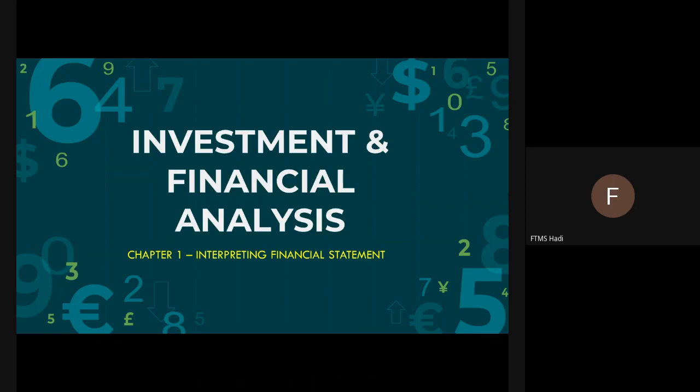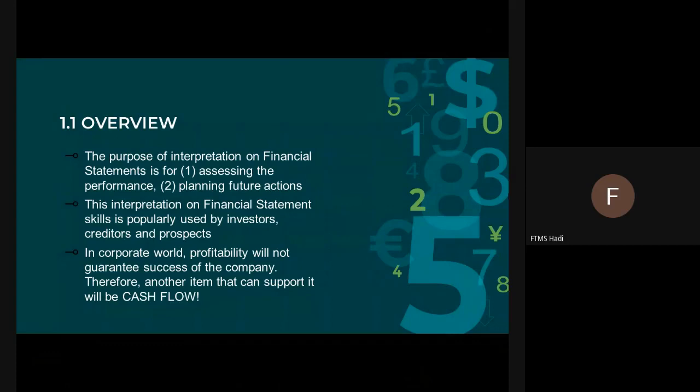All right. As far as investment and financial analysis is concerned, there are eight chapters, and each chapter will have different techniques and different calculations on how to analyze the financial components of a company. Chapter one is about interpreting financial statements. Usually, when interpreting financial statements, we analyze the components based on ratio calculations and so on. That you will learn in financial management in a later chapter. But for this chapter one, we are more focused on analyzing financial statements by using the cash flow analysis method.